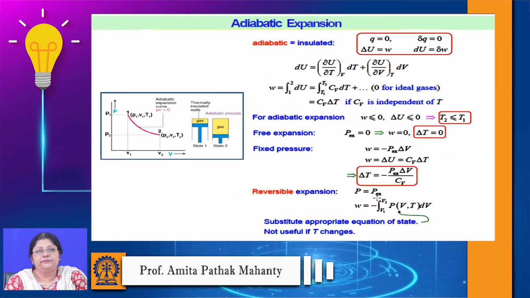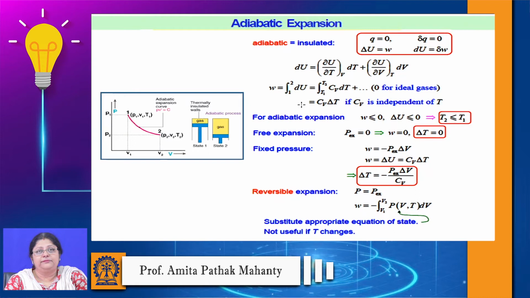Now what happens when you have an adiabatic system? No heat exchange is taking place, so Q is equal to 0. If Q is equal to 0, according to the first law, delta U should be equal to W. Okay. So what is delta U? If you write down the partial differential form, the change in U is equal to the change in U with respect to temperature at constant volume into dT, plus the change in internal energy with volume at constant temperature into the total volume change.